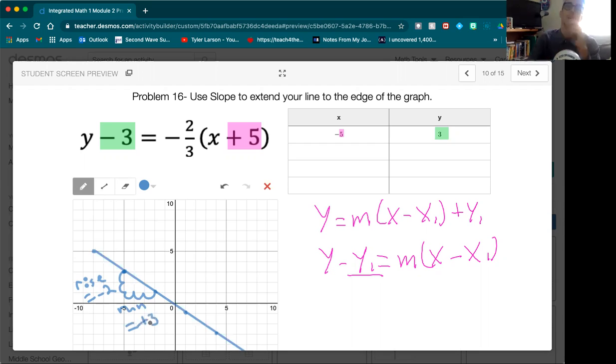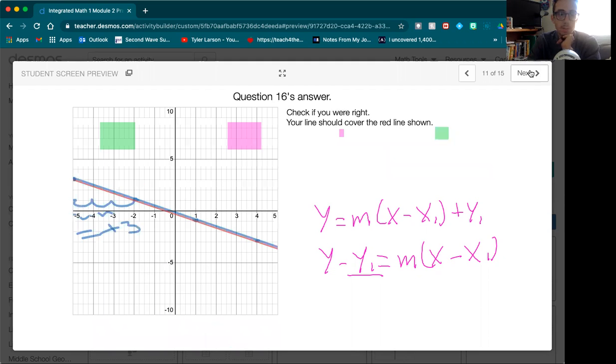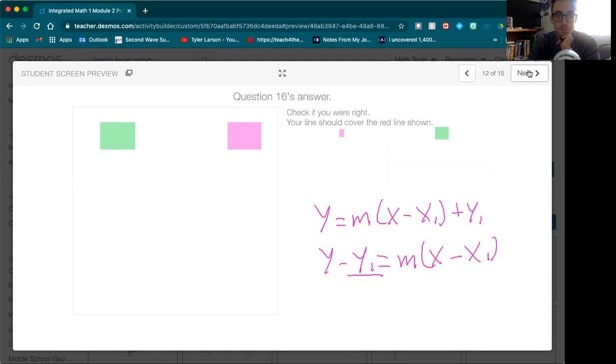Hope that helps. What else? I know I'm right because the blue line's on there, so check me out.